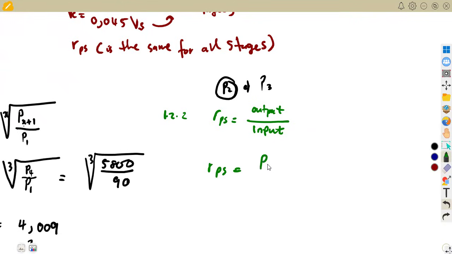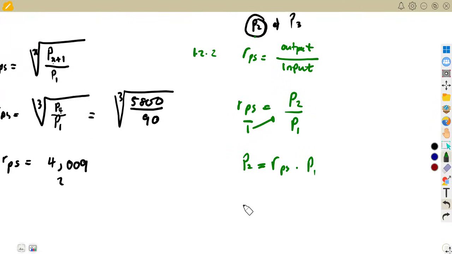So we're going to have our pressure ratio, RPS, from the first cylinder. The output is P2 and the input is P1. We want P2, so you can calculate P2 by making it the subject. If we cross multiply, 1 times P2 is P2, which is equal to the pressure ratio times P1.